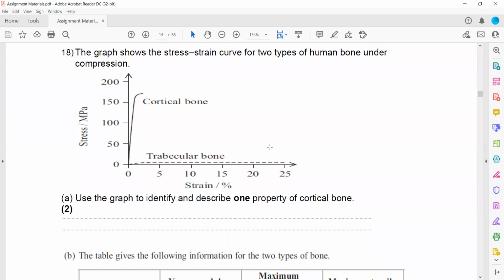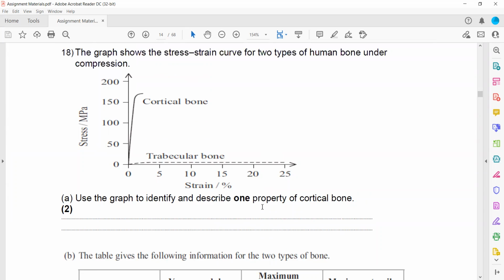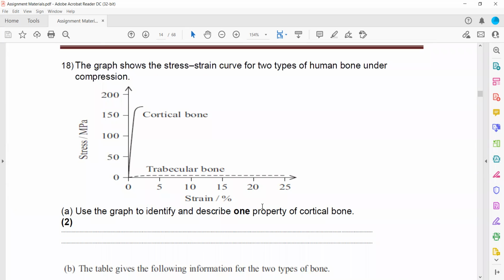So what we can identify as one property using the graph, we can identify the stress. It has a high tensile strength because this is the breaking point. So this is the maximum stress that can be applied on it before it breaks. And it is much steeper as compared to trabecular bone, so it shows that it also has a high Young's modulus.